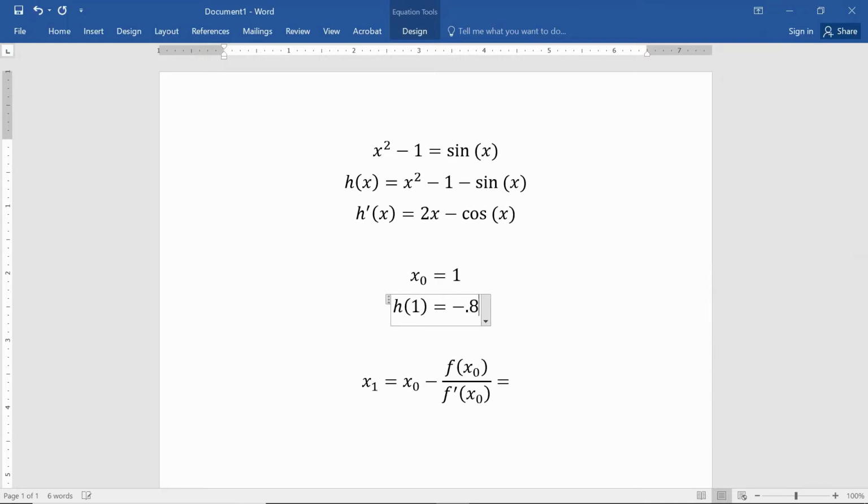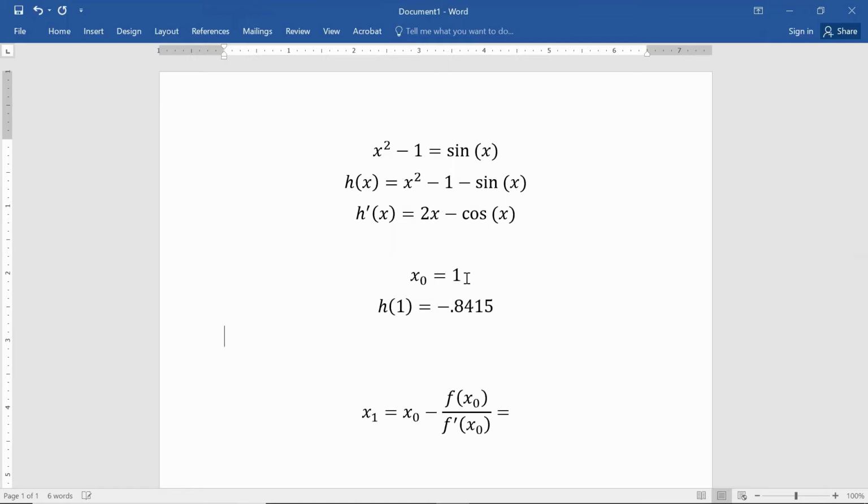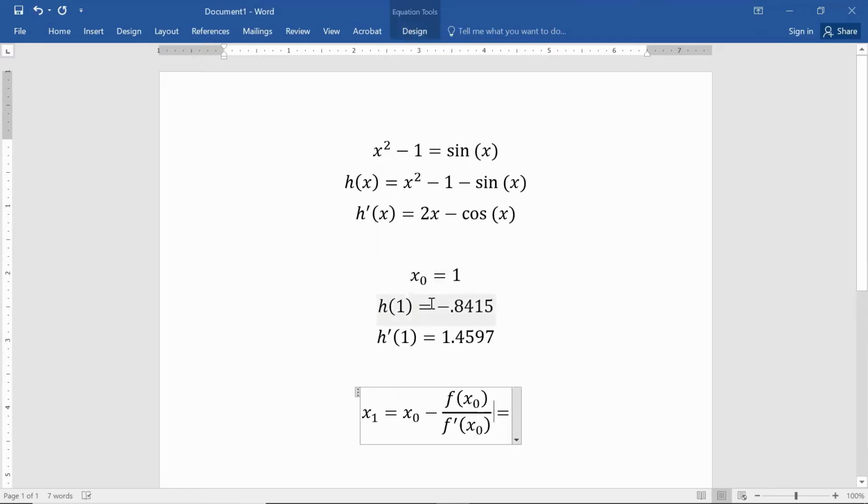That gives a negative 0.8414. Actually, 0.8415 when I round. If I plug that into the derivative, I end up with a 1.4597. So at 1, we're pretty close to 0, but not exactly at 0.